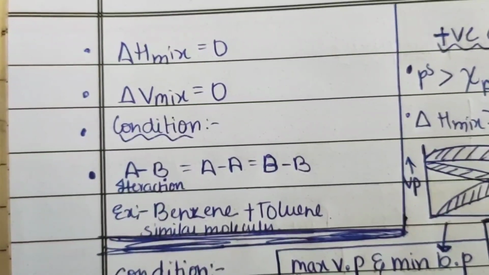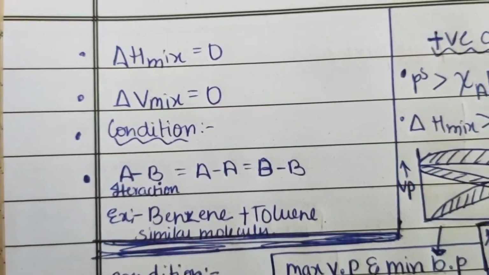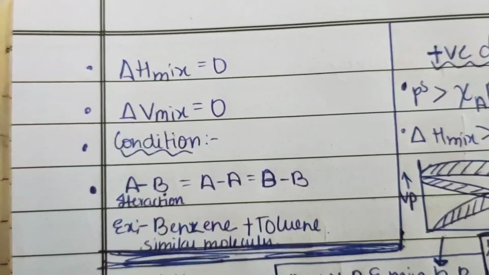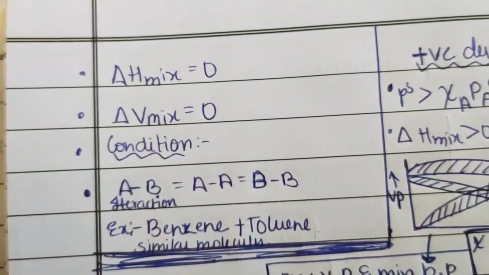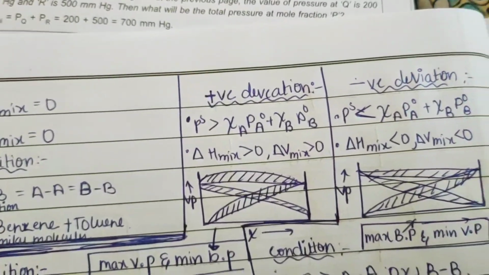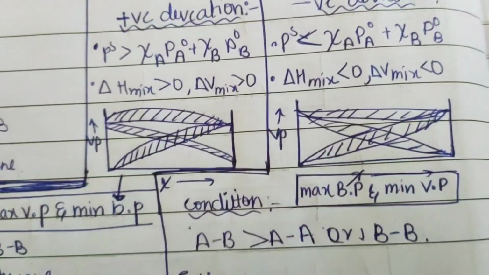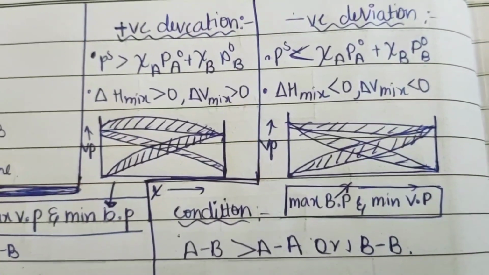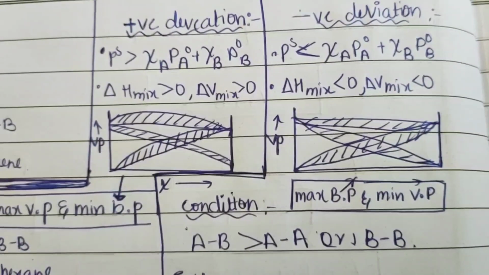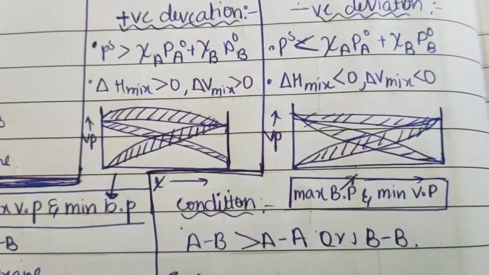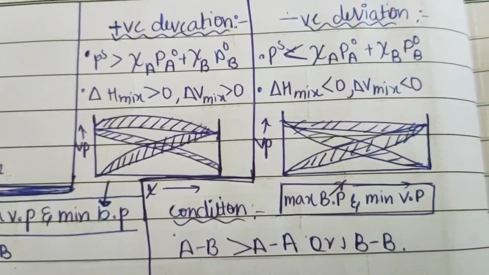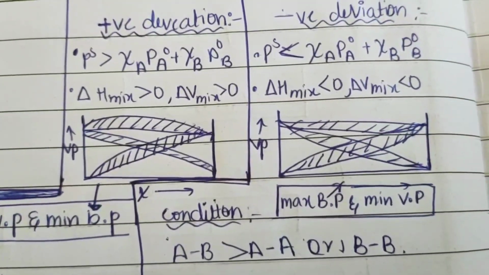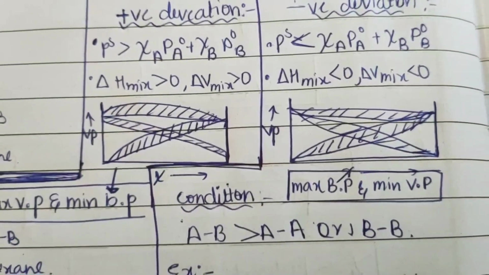But we know that ideal solutions do not exist. All are non-ideal. So this is just a theory, not practical; they are not there in practice. Now let us discuss non-ideal solutions. Here we can see negative and positive deviation from Raoult's law, which is shown by non-ideal solutions. In positive deviation, Ps is greater than chi A PA naught plus chi B PB naught, whereas in negative deviation Ps is less than chi A PA naught plus chi B PB naught.